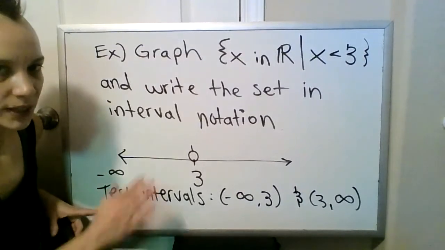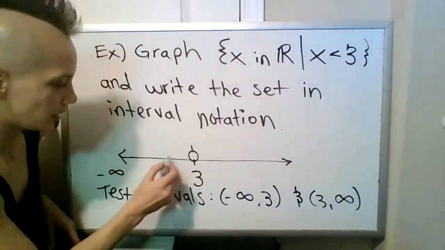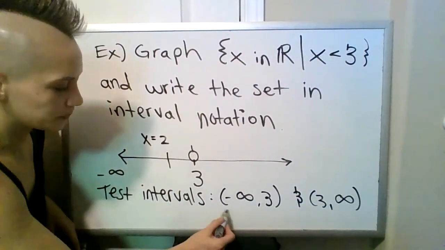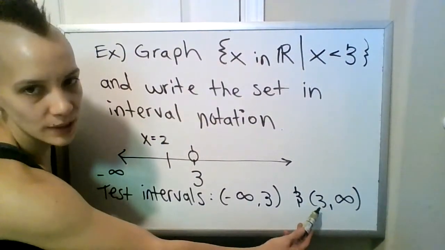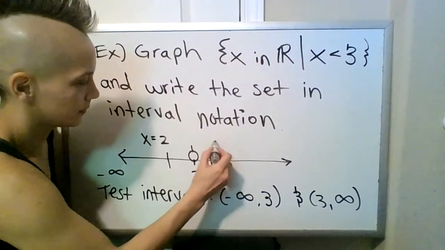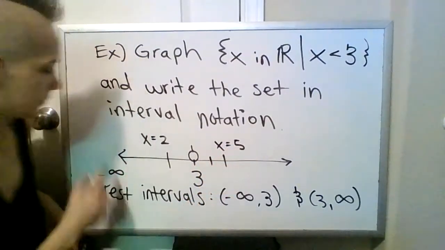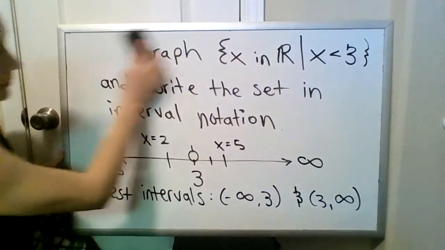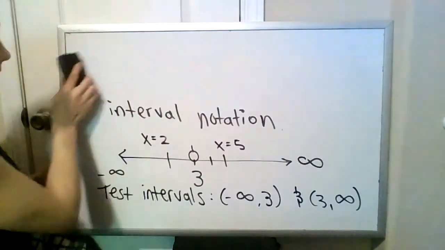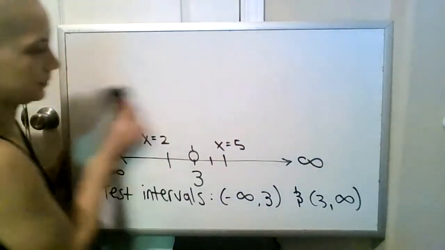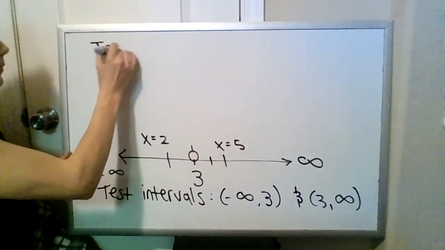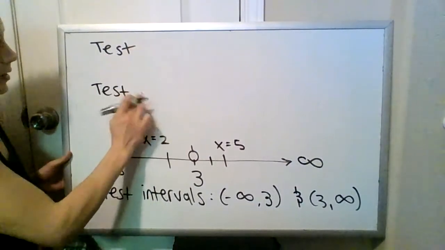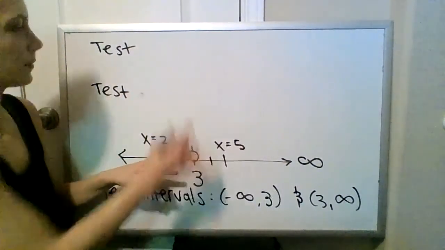So you just need one test point in each interval. I'll just try x equals 2 for the first interval over here. In this interval, let's go with x equals 5. Okay, first one, x equals 2.